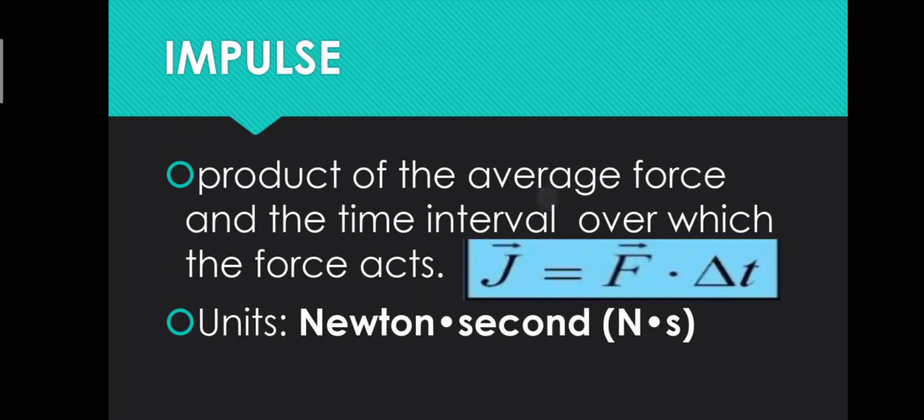Next, the impulse. Impulse is the product of the average force and the time interval over which the force acts. The equation form of impulse, represented by J, is J equals F, or average force, times time interval, or t. The SI unit of impulse is Newton times seconds, or N times s. Impulse is a vector that points in the same direction as the average force.